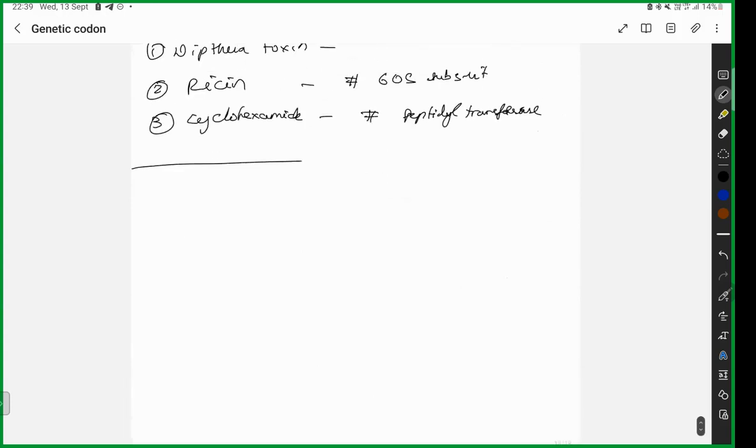I'll just write it down. Okay, what is protein misfolding disorder? Let me tell you guys, very easy, very simple. So number 1, what you have to understand is the so-called Huntington's disease.